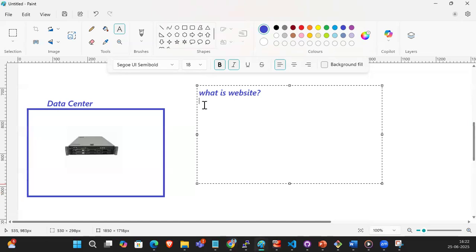Yeah, very good. So a website is a collection of related web pages that are identified with a common domain name and published on at least one web server. Websites are accessed via the internet by entering the domain name, right? For example, www.google.com.